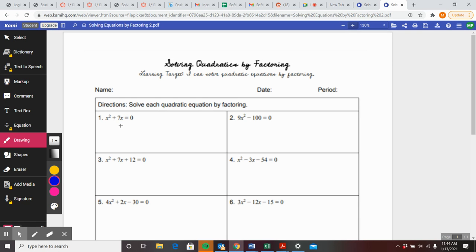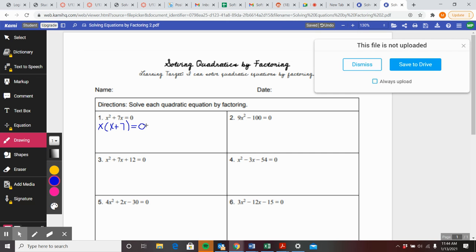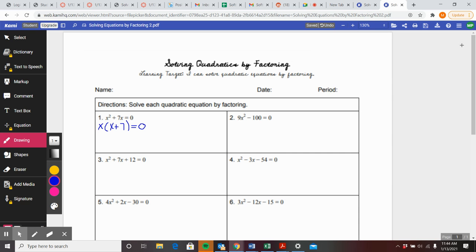Not squared, because remember it's the lowest. So this has 2x and this has 1. So what can we take out? You can take out 1x, okay? And then that's going to give you x plus 7 equals 0. This is just like we did earlier when it was greatest common factor, okay? So that's basically saying x is an option and x plus 7 is an option. So you just set those equal to 0.